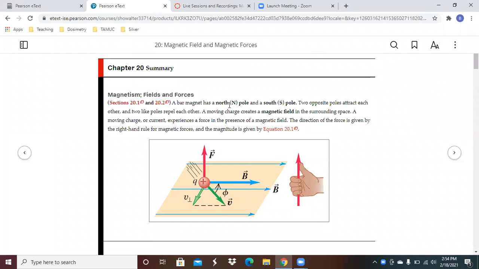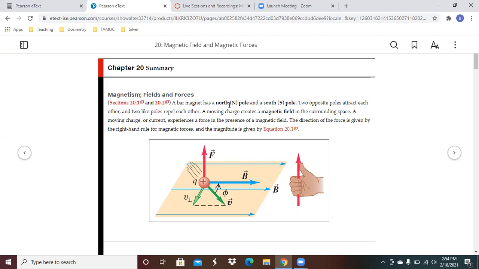This is going to be the lecture over both Chapter 20, Sections 1 and 2. We're going to be discussing magnetism, fields, and forces. So the summary here is that a bar magnet has a north pole and a south pole. Two opposite poles are going to attract each other, and two like poles are going to repel. A moving charge creates a magnetic field in the surrounding space. A moving charge or current is going to experience a force in the presence of a magnetic field.